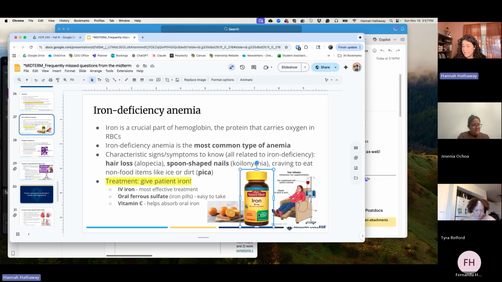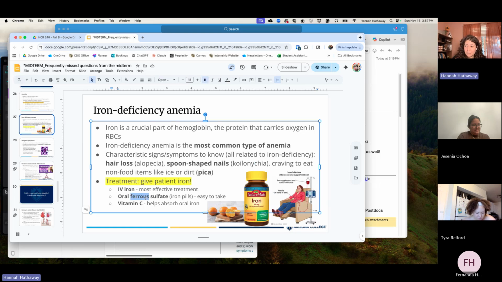So if you go and buy iron pills at the store, it might say ferrous sulfate. Maybe you remember from chemistry that the word ferrous means iron. So that's just the chemical name for iron. Ferrous sulfate is like the actual mineral that you're taking. So it's not pure iron. It's like an iron salt. It's easier to digest. And then your body actually needs vitamin C in order to absorb iron from your gut.